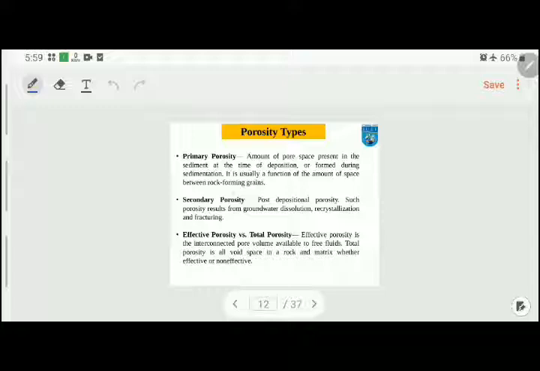Porosity types: we have been talking about the porosity types, which is the primary porosity, which comes first through the sedimentation process or the time of the deposition. And we have secondary porosity, which is generated post, after the deposition process, just like the porosity resulting from groundwater dissolution, or a process called recrystallization, and the fracturing of the reservoir itself, when a fracture happens, this generates something called secondary porosity.